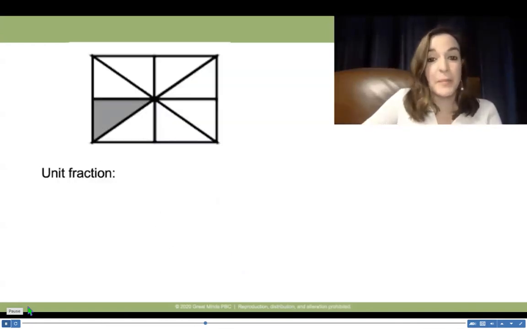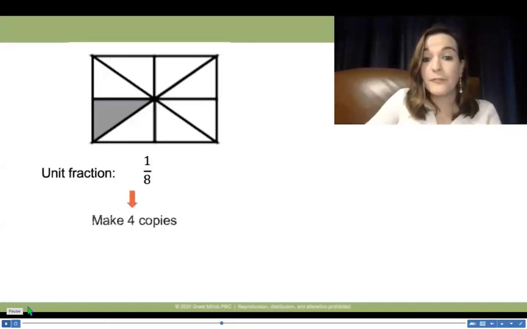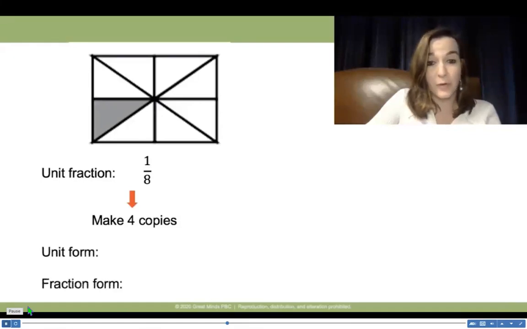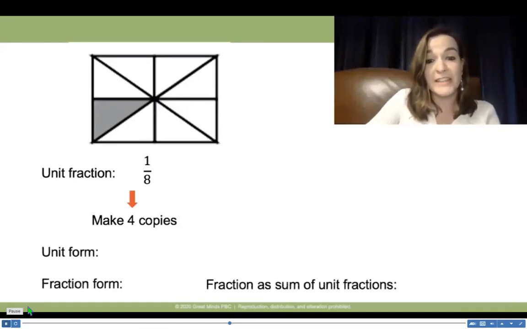Here I have a rectangle that I partitioned into equal pieces. You notice I shaded one of those equal pieces. What does that make our unit fraction? 1/8. Now your job is to copy the shape onto your whiteboard. Make 4 copies of that unit fraction. Then write the new fraction you've created in unit form and fraction form. Finally, write the fraction as the sum of the unit fractions. Pause the video to do that now.